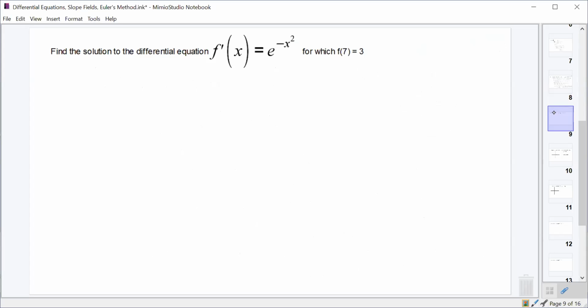Now, what happens if we can't actually integrate the function that we are given as a derivative? But we are still given an initial condition, because e to the negative x squared, I don't believe any of you are going to be able to integrate that. Would you agree? Yeah, I agree too. There is no function that has e to the negative x squared as its explicitly defined derivative, right? There is no function that is the integral of e to the negative x squared that is an explicitly defined function.